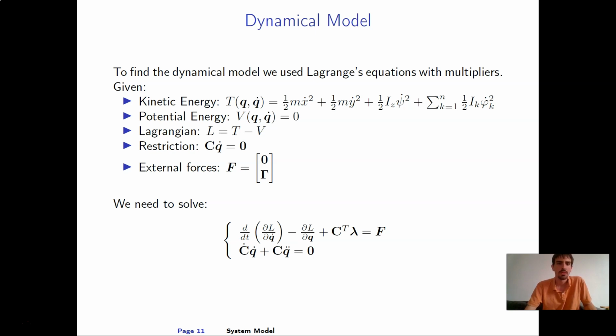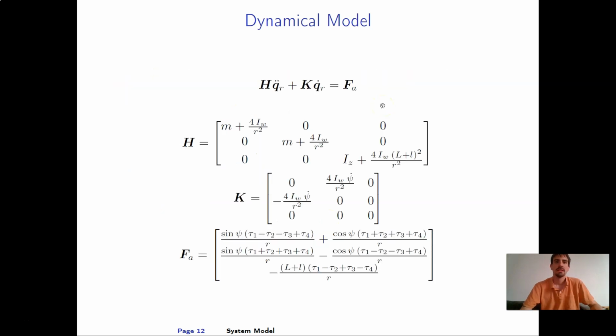Therefore, to find the dynamic model of the robot, we will need to use Lagrange's equations with multipliers. To do so, we first need to write the kinetic and potential energies of the robot in terms of the configuration variables, and then differentiate them. As the system is non-holonomic, we need to add the kinematic constraint by using the Lagrange multipliers. The Lagrange equations result in a set of complex expressions which can be condensed into a single expression that only depends on QR, as you can see on screen.